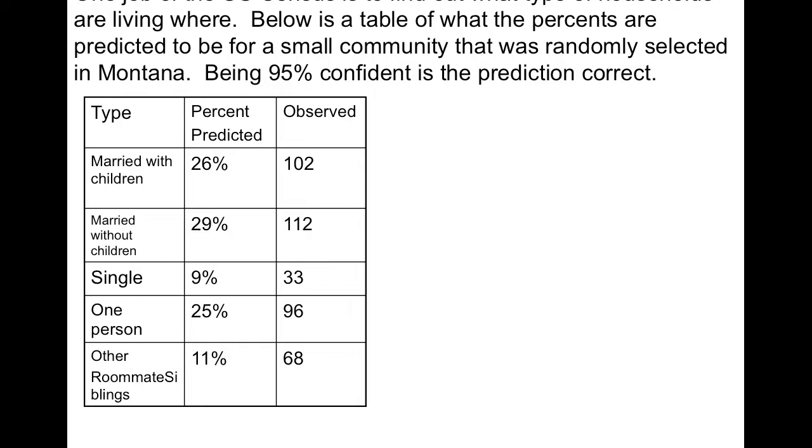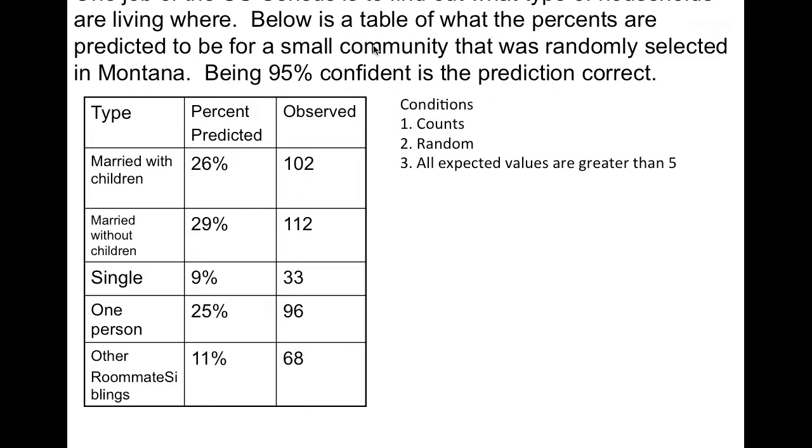Okay, so before we even get to that, I'm actually jumping ahead of myself. Let's look at the conditions. Let's look at the null and alternate. Again, there's no parameter to define, but the conditions you can go through. So the conditions here, okay, we have counts. Yes, there are counts. These are showing the observed values here. There's 102 that are married with children, 112 married without children, and so on.